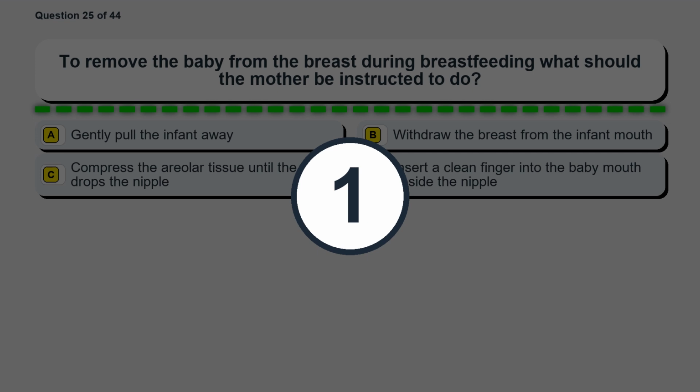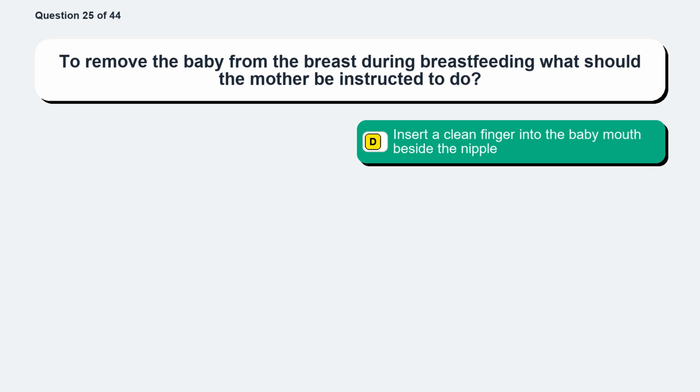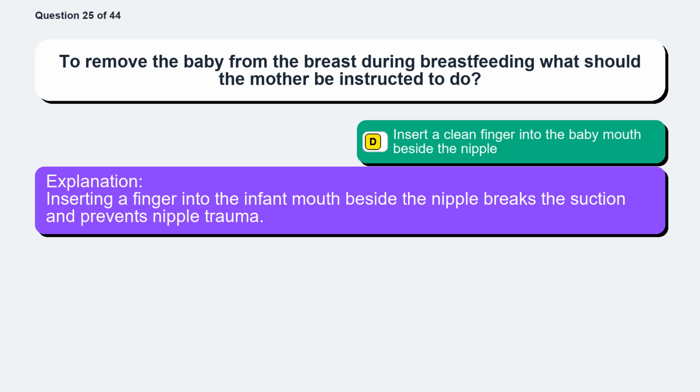The correct answer is option D. Insert a clean finger into the baby's mouth beside the nipple. Inserting a finger into the infant's mouth beside the nipple breaks the suction and prevents nipple trauma.